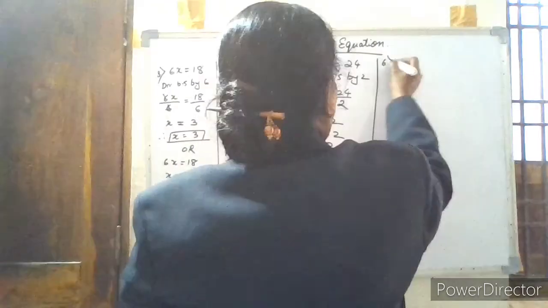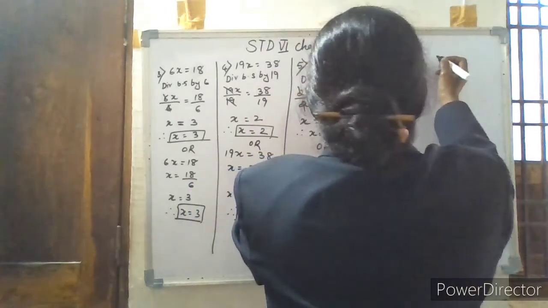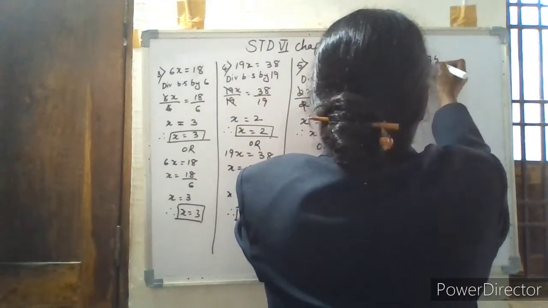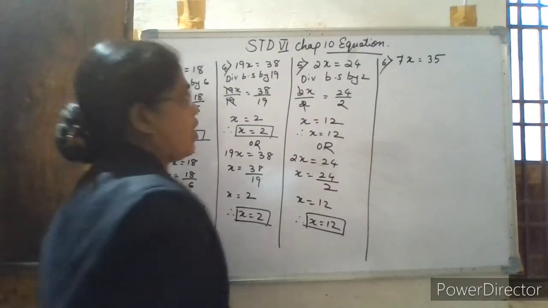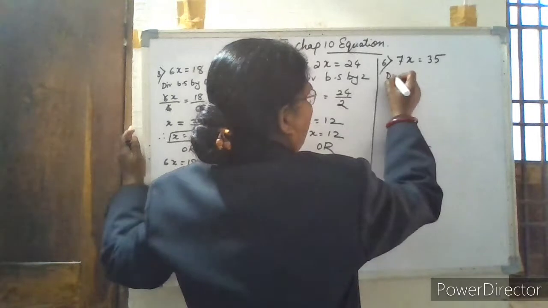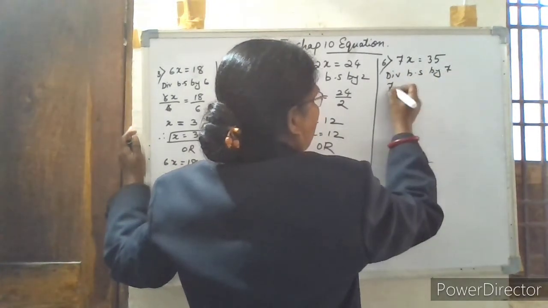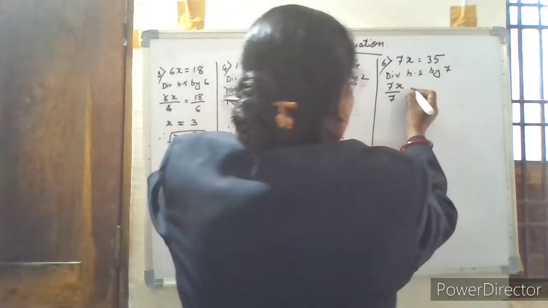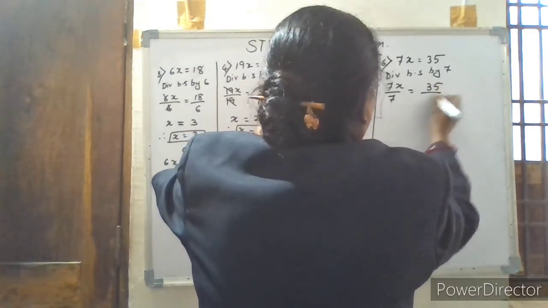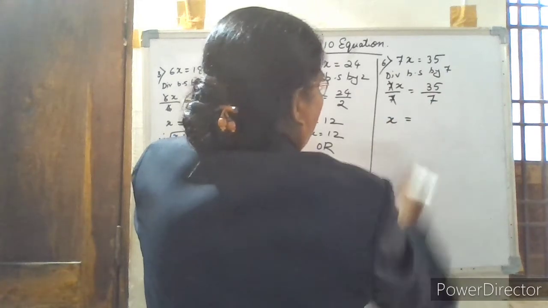Sixth and last of this type of question. 7x is equal to 35, suppose it is given. Then here again divide both the sides by 7. 7x by 7 is equal to 35 by 7. 7 will cancel, only x will remain, equal to 35 divided by 7.